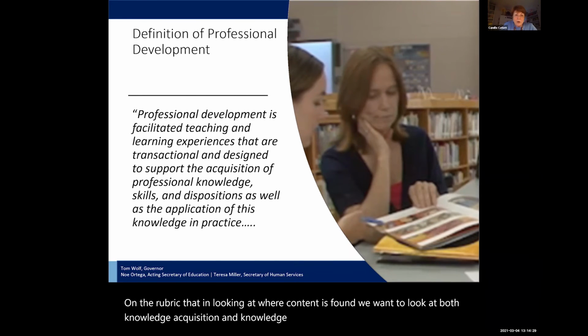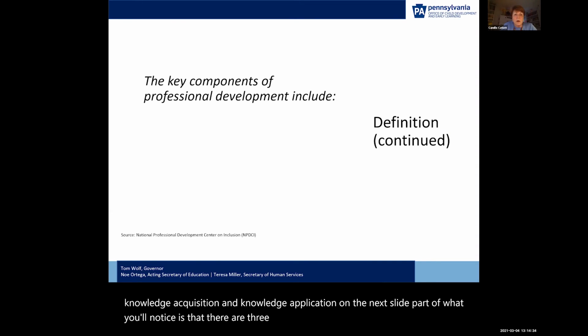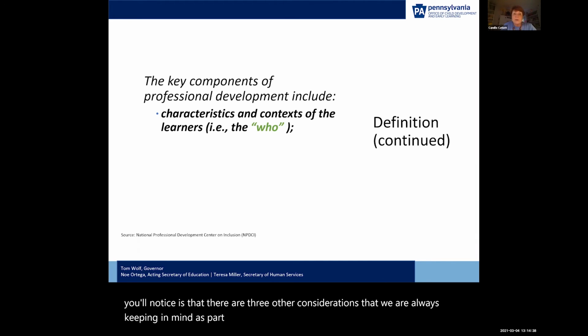On the next slide, part of what you'll notice is that there are 3 other considerations that we are always keeping in mind as part of professional development. And the first is the characteristics and context of the learners.